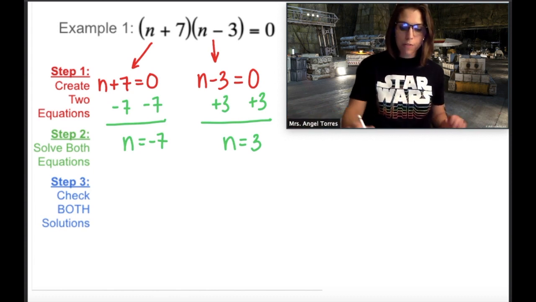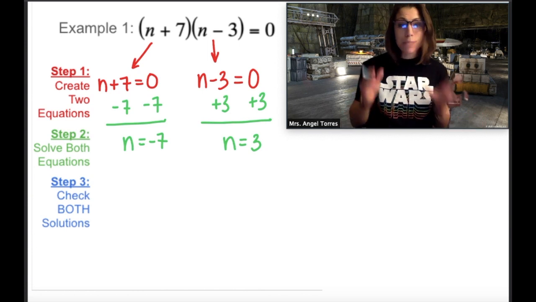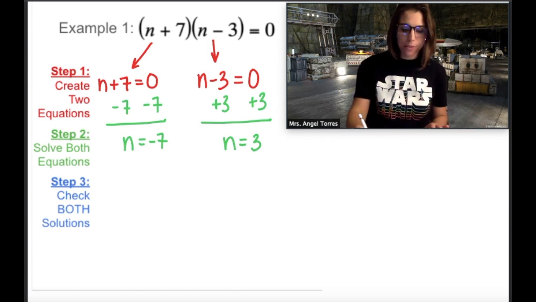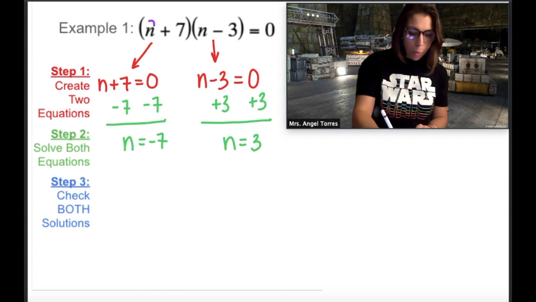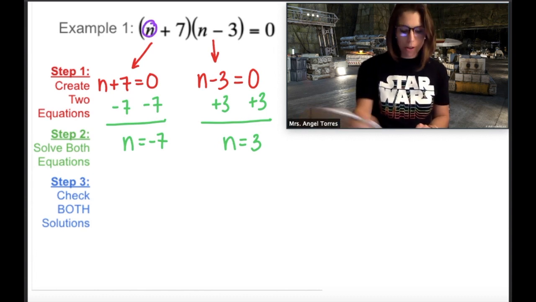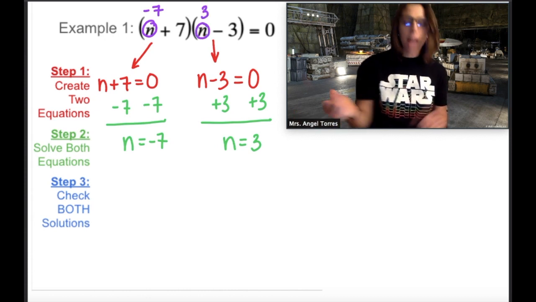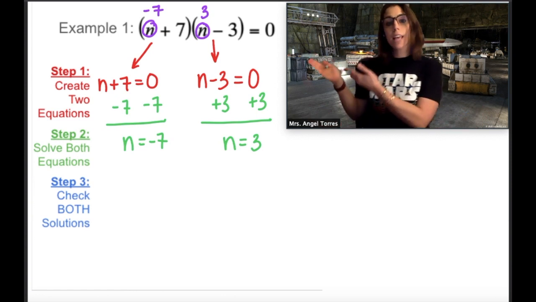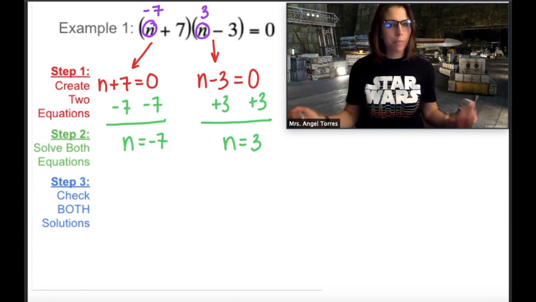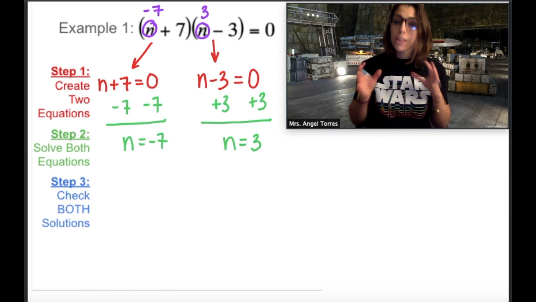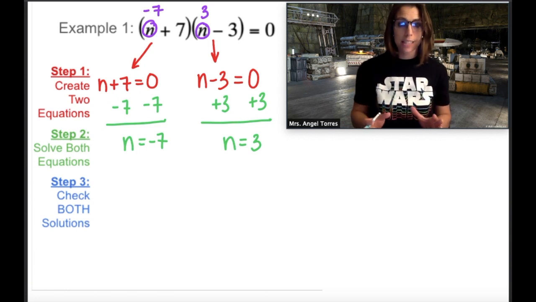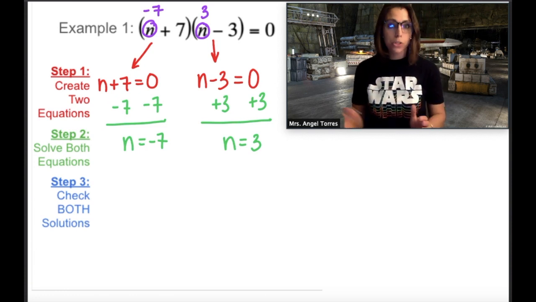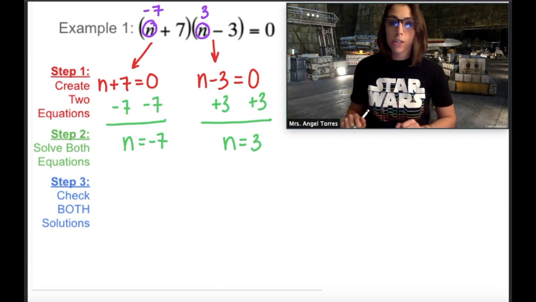You could have also figured this out mentally just by looking at the products themselves. If I look at that first group, what plus 7 equals 0? That would have to be -7. And what minus 3 equals 0? That would have to be +3. So you can set up and solve equations, or you can use some mental math. Either way, there's some checking that has to come next, and you have to check both solutions in the original function you were given.